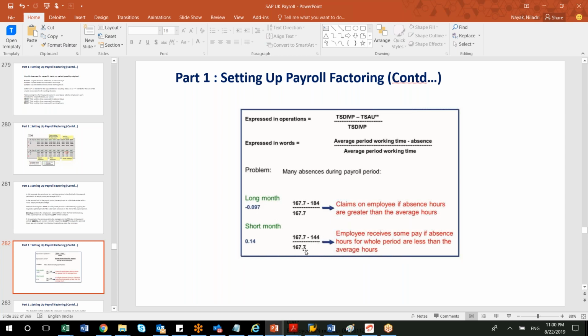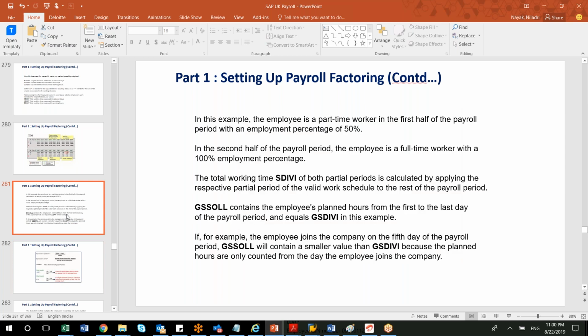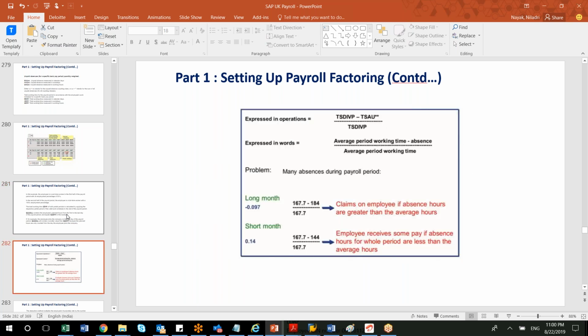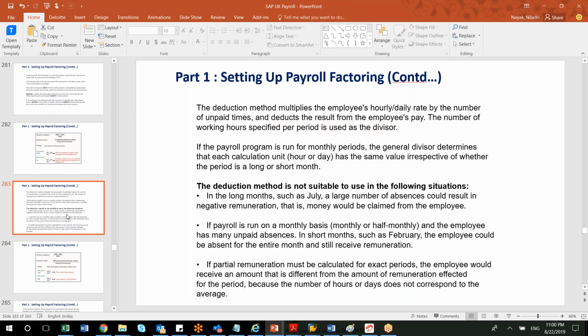If it is a short month, suppose the month of February, then automatically your number of absence hours will be reduced. So in that case, how will the factoring be calculated? This is just a generic formula. For a particular factor, how this is reflected we will see in another set of formulas. If it is based on your period work schedule, then there will be a different formula.